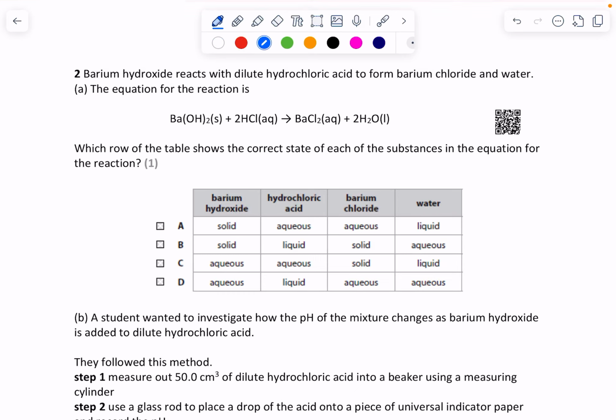Okay, barium hydroxide reacts as we've got here. And the first question says, which row shows the state symbol? So if we remember, S has got to be solid. So barium hydroxide is not going to be that one, not going to be that one. They're rubbish.